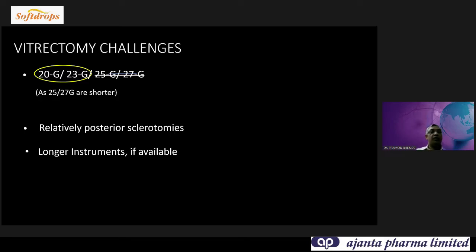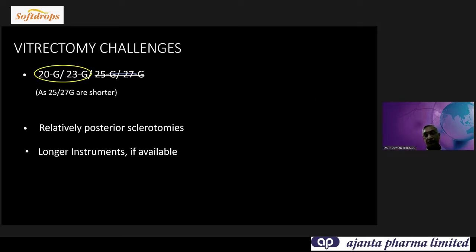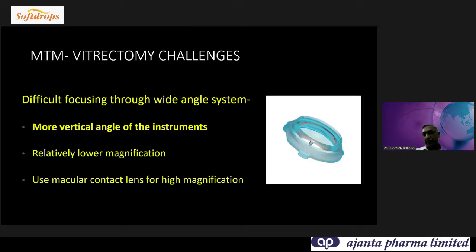Generally, we prefer 20 or 23 gauge because these eyes have a large axial length, and with 25 or 27 gauge you may not be able to reach the posterior pole. So you need to make the sclerotomy relatively posterior. You need longer instruments. If you have them available, longer forceps are available now, such as ILM peeling forceps or end-gripping forceps.